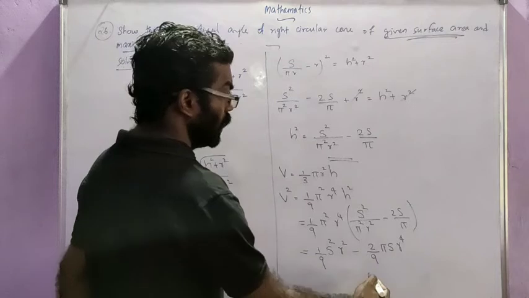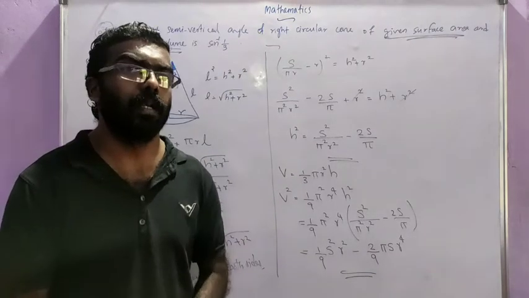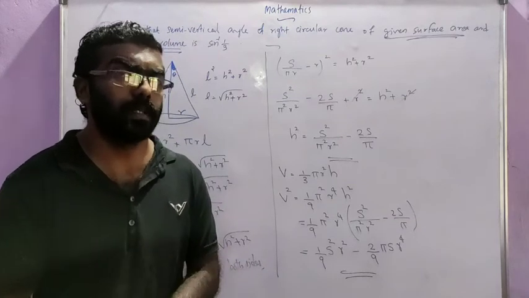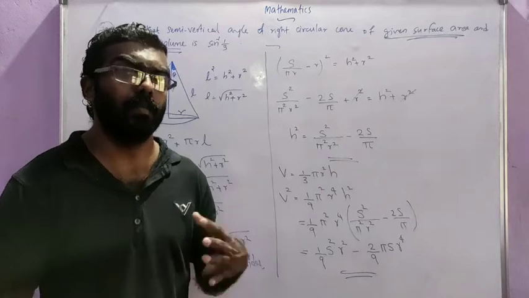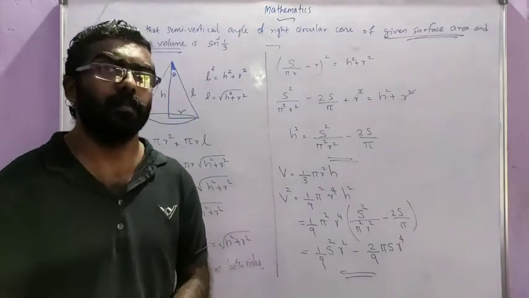Clear? Now we can take the derivative with respect to r. First order derivative, then second order derivative, then what? Equate the first order derivative to 0 and so on. That means we have to apply the second derivative test. Clear?